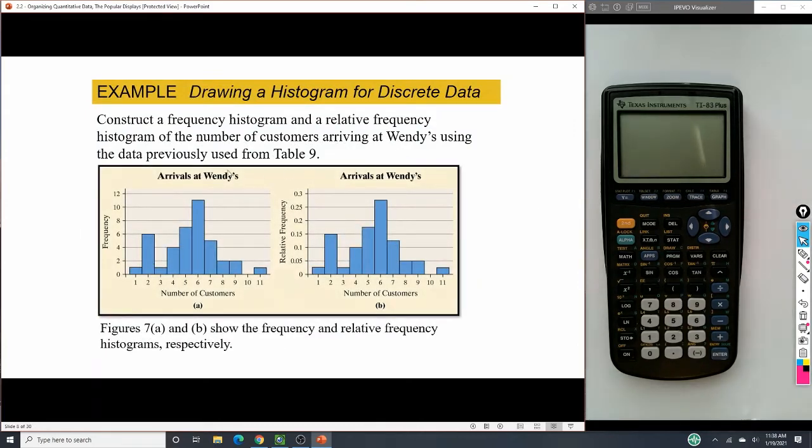So if we look at the frequency here, notice it looks like a bar graph, but again, there are no gaps in between those, and all of our boxes are the same here. All right, and then we also have our relative frequency. So this is what our histograms will look like for this.